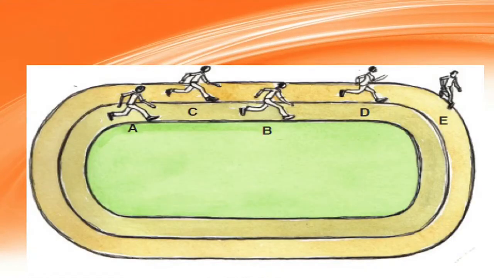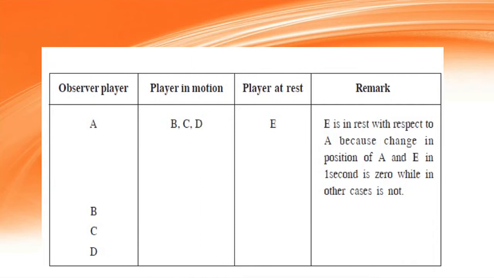You can see this diagram. So, first we take A. You can see for observer A, the players B, C, D are in motion because their position is changing with respect to A, and player E is at rest because the position is not changing. So, E is at rest with respect to A because the change in position between A and E in 1 second is 0. Similarly, we can find for B, C, D.